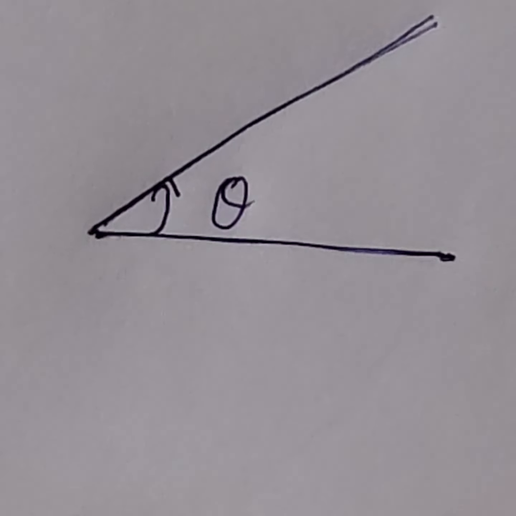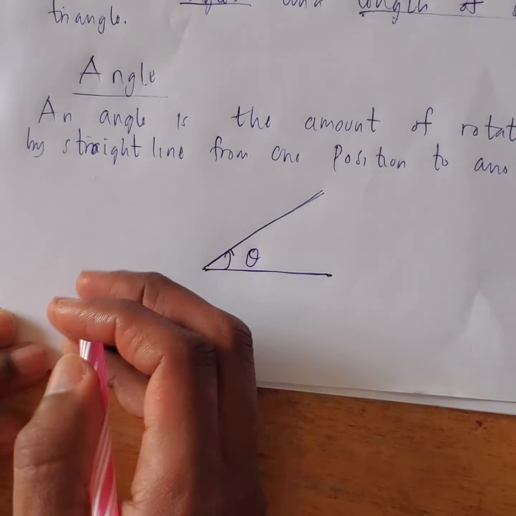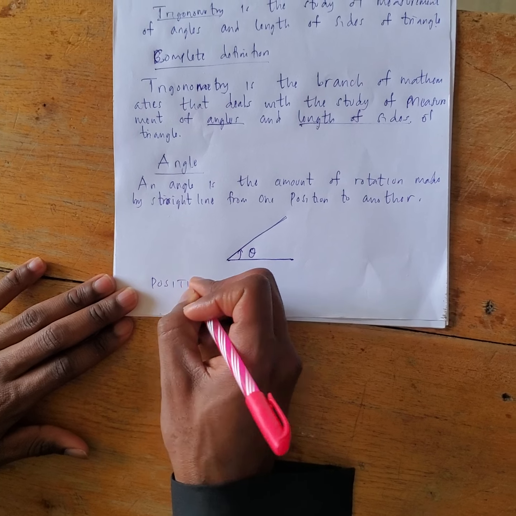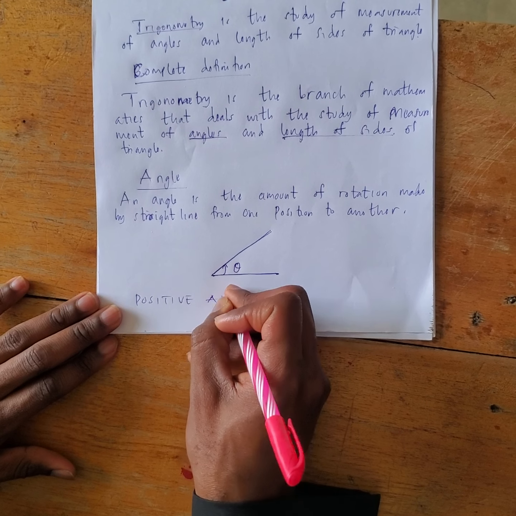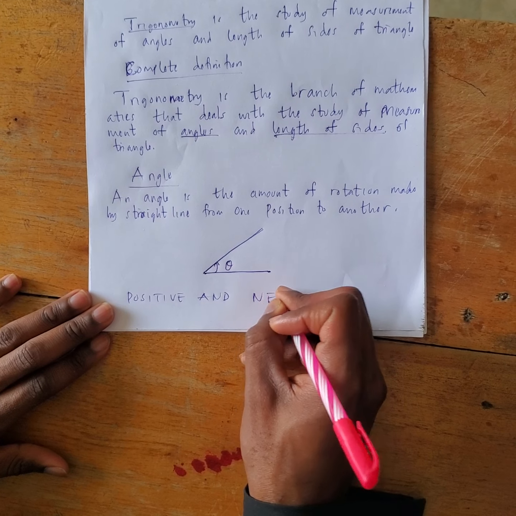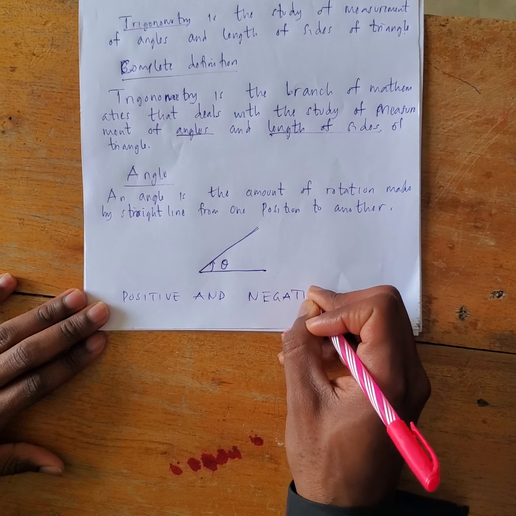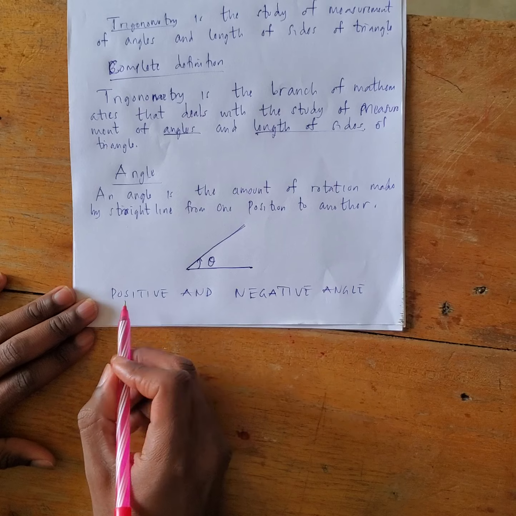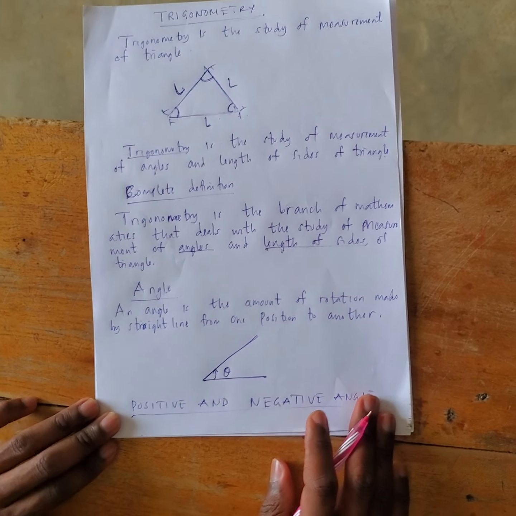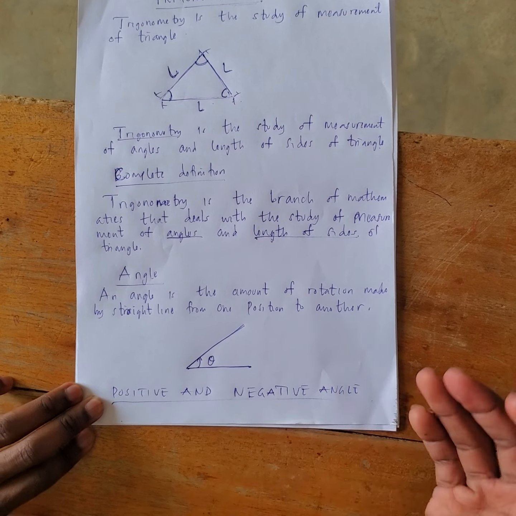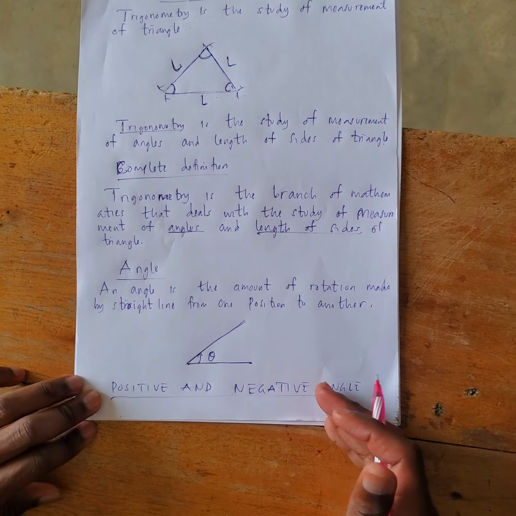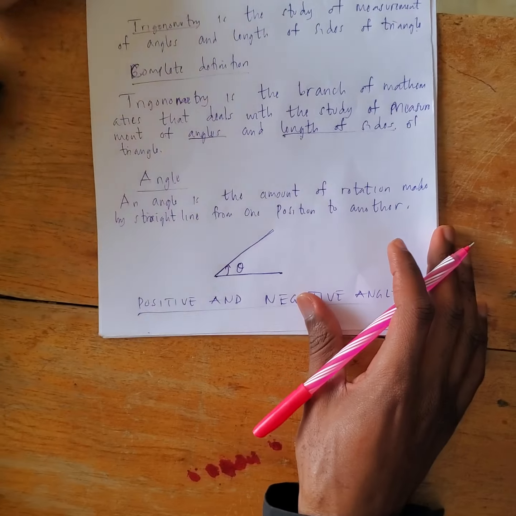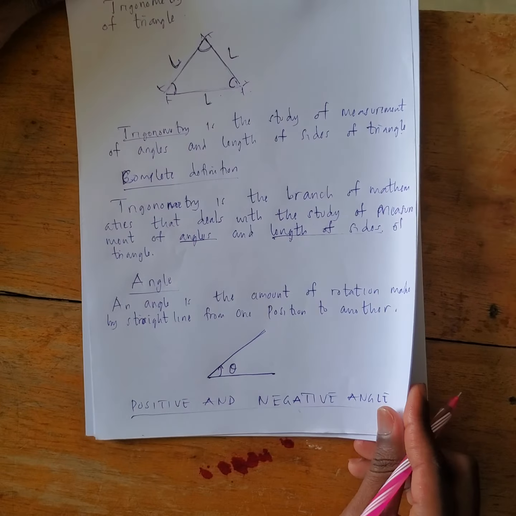Okay. After knowing the definition of an angle, class, let us talk about positive and negative angles. I think we have seen in different cases that an angle may be positive and an angle may be negative. What does the negativity or positivity of the angle mean? Class, listen to me very carefully.